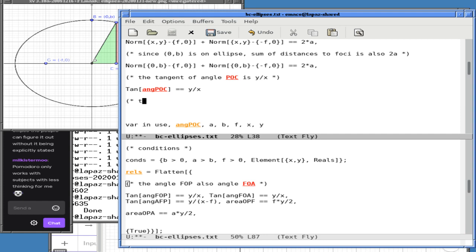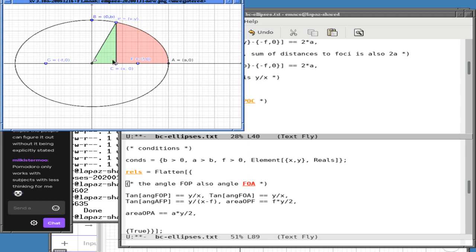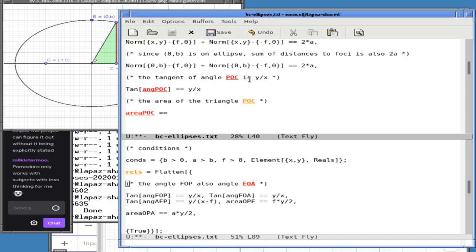The area of the triangle POC is simply, you know what, that might be too much. I'll just say it, and then we'll say area POC is equal to X times Y over 2, right? Yeah. That's not difficult. I do need to remember to put commas here because we're actually technically inside of one big statement.